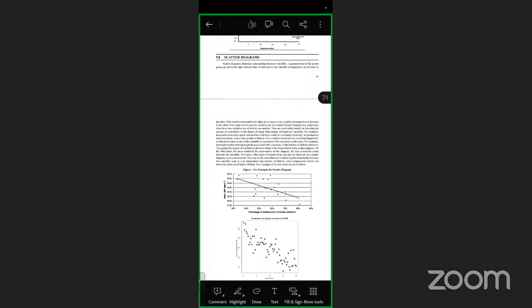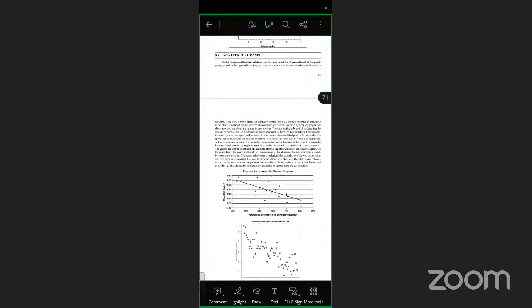You can see scatter diagrams illustrate the relationship between variables. What is meant by variable? Which may be varying in nature. The relationship: so what is the relationship? It's positive relationship, negative relationship, no relationship, strong relationship, strongly positive relationship, or strongly negative relationship, or no relationship, like that.